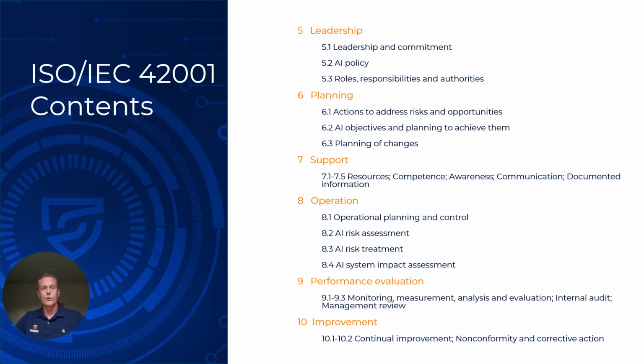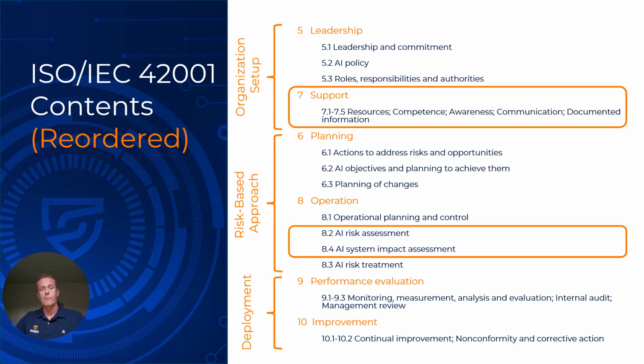So, a brief overview of the standard. This is directly out of the standard, clauses 5, 6, 7, 8, 9, and 10. But before we jump into this, I'd like to reorder this, and I recommend for those of you getting into the 42001 to also reorder this. So I moved 7 Support up next to 5 Leadership. This is our organizational setup. We're establishing our leadership, our accountability, our AI policies, our roles and responsibilities, our resources, the competencies we need, the communication processes. So that's going to be set up front.